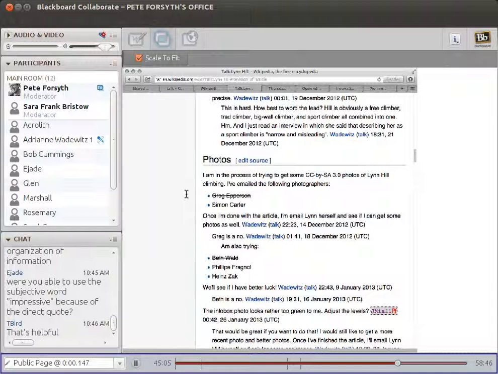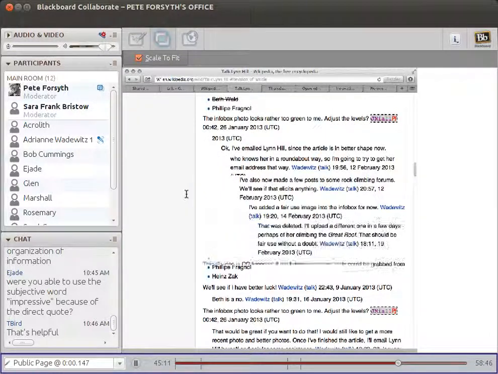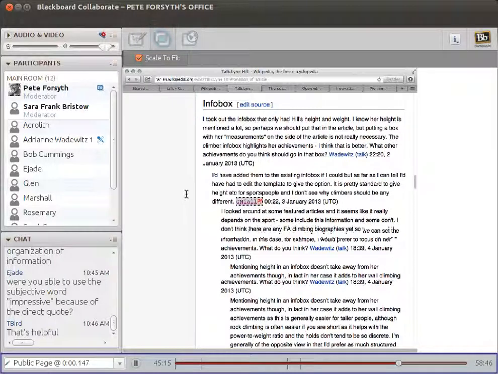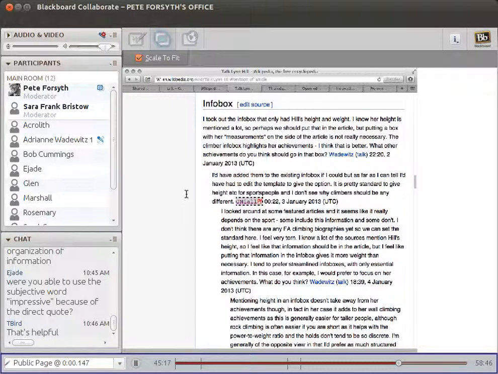We talk about how to describe her body in the info box, which is really interesting. Should we include her height and weight? That's a really interesting discussion, actually. A lot of athletes describe their height and weight, how important is that? It really varies continuously. So we had a small discussion about that.